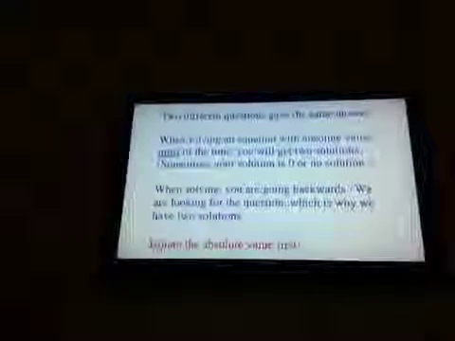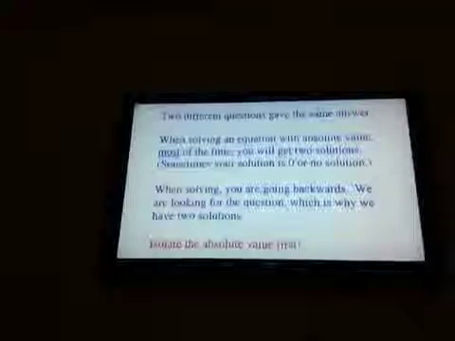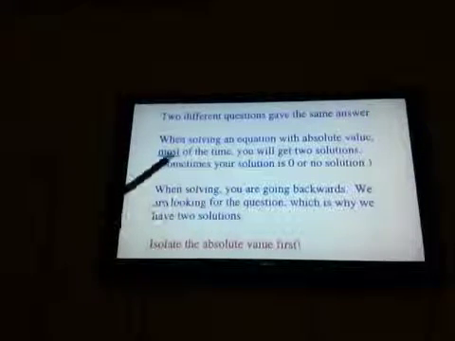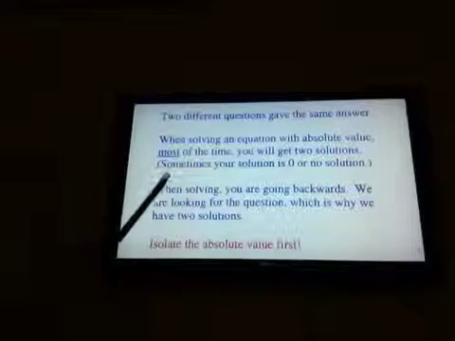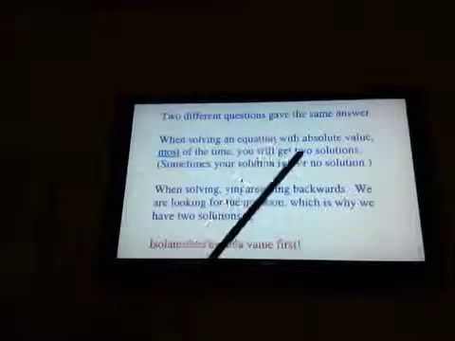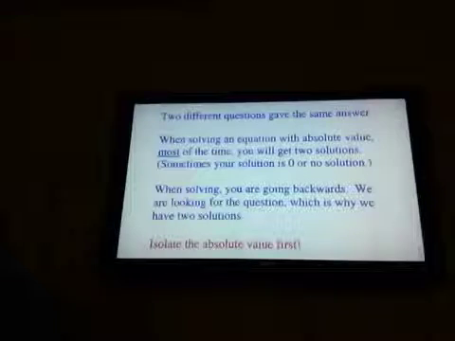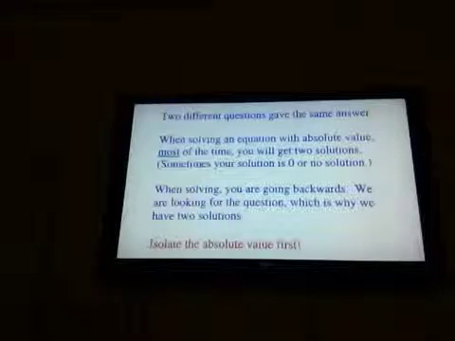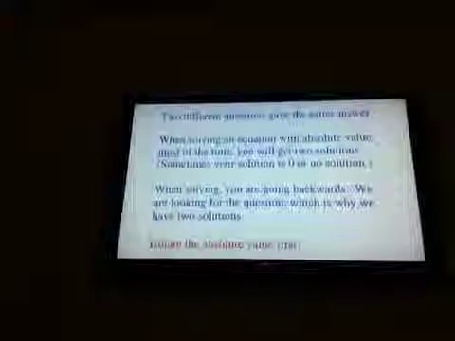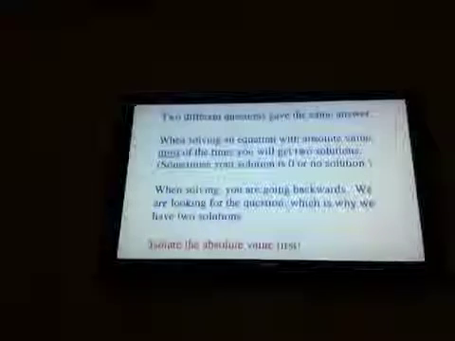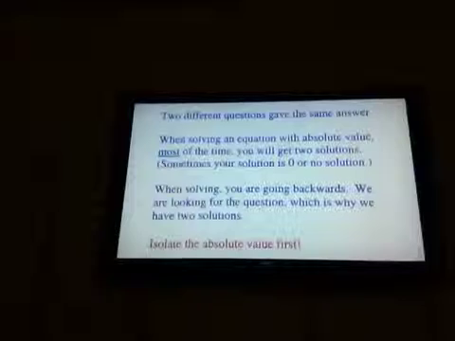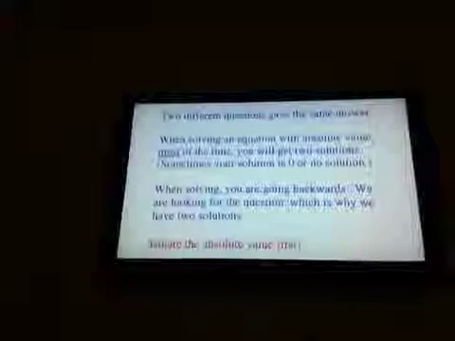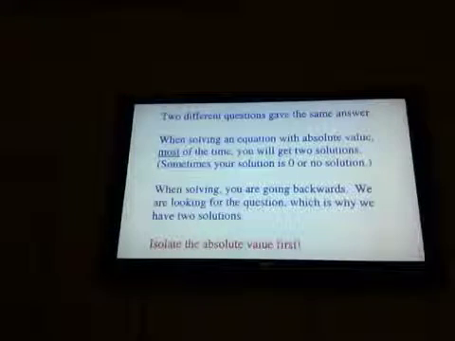When you're solving with absolute value, most of the time, as I have underlined, you will get 2 solutions. Sometimes your solution is 0 or no solution. So once in a while, not very often, you don't get 2 solutions. But when you see absolute value, the first thing I want you to think of is 2. I'm going to have 2 answers.